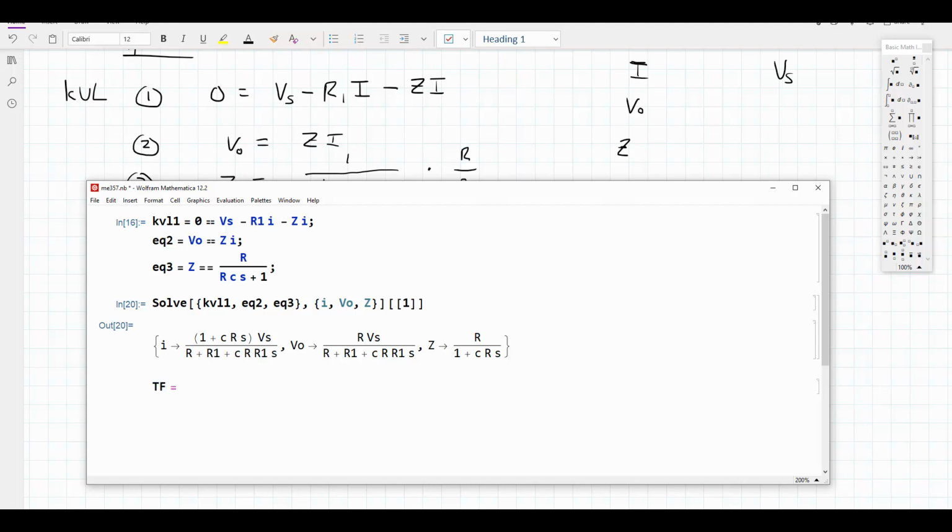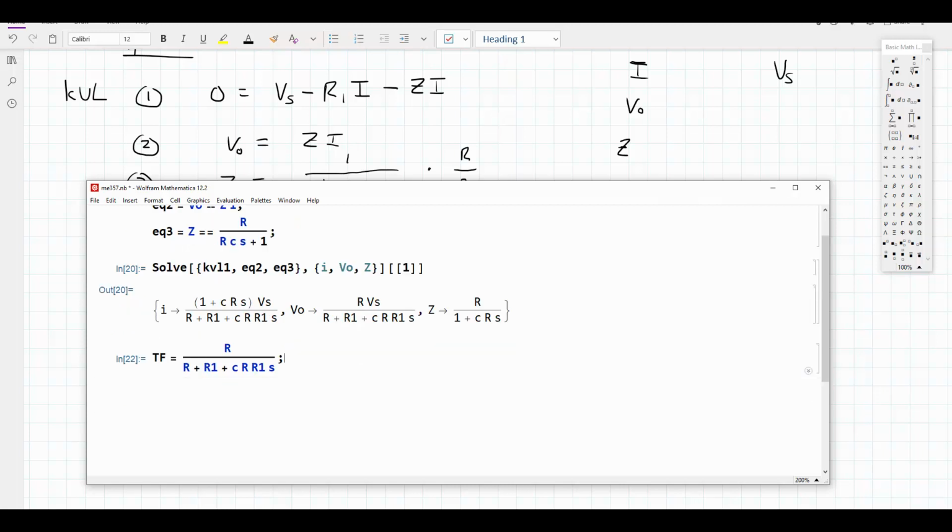Now I wanted Vout over Vi, Vo over Vs. So I'm going to copy this. It's already in a pretty good form. But I'm just going to make sure, I need to get rid of the Vs there since the transfer function is Vo over Vs. Now I have the transfer function correct.